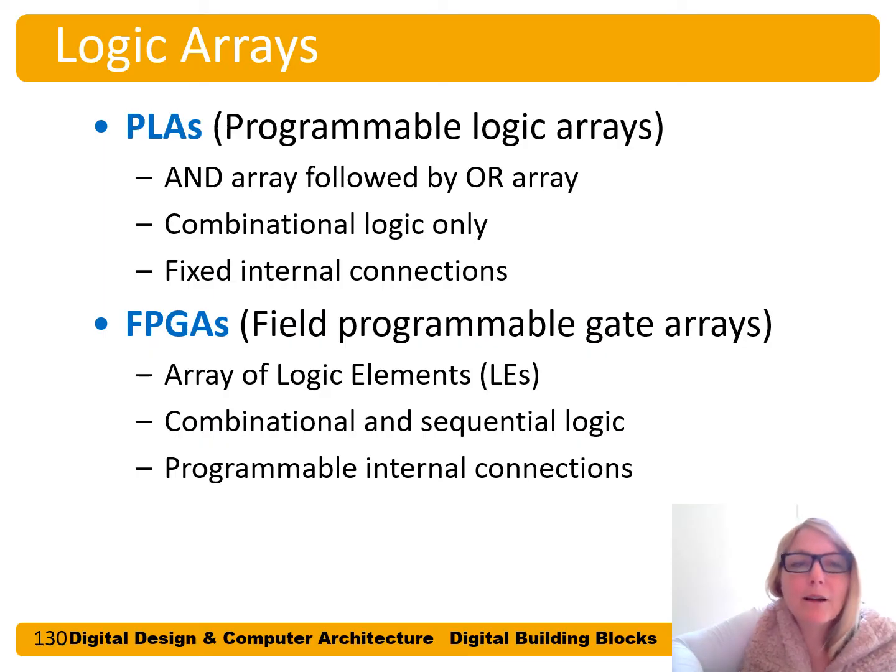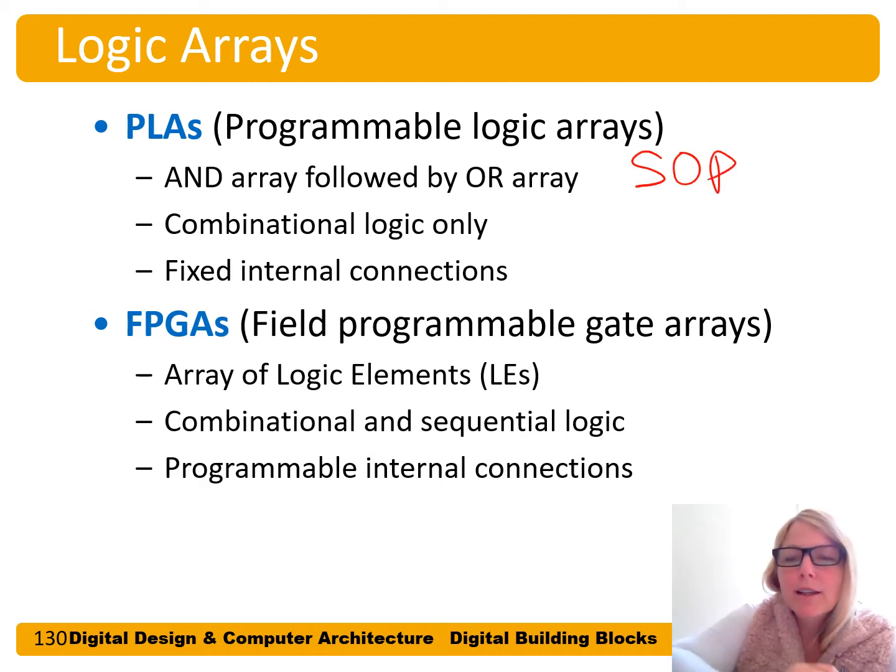Now let's talk about the last topic of this chapter, which is logic arrays. There are two main types of logic arrays: PLAs, programmable logic arrays, and FPGAs, field programmable gate arrays. PLAs are an AND array followed by an OR array. And that kind of pattern you've seen before in our two-level logic, with AND gates followed by OR gates, that can implement SOP form equations.